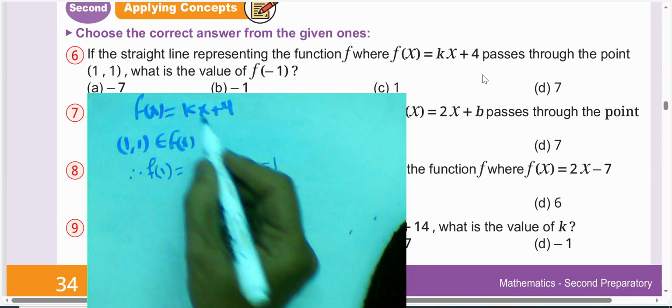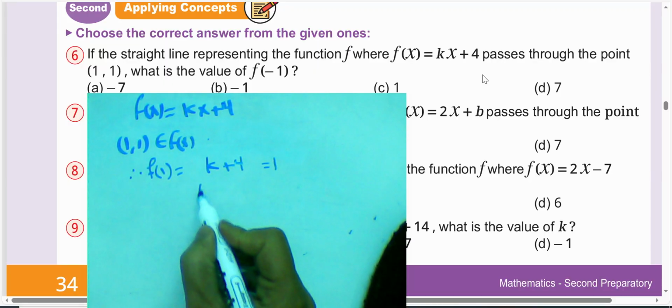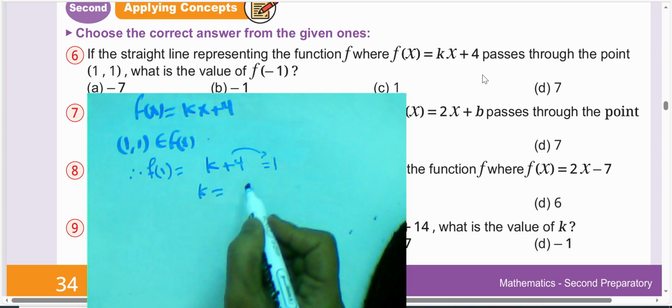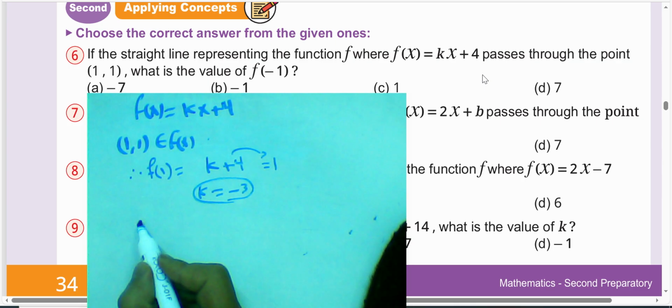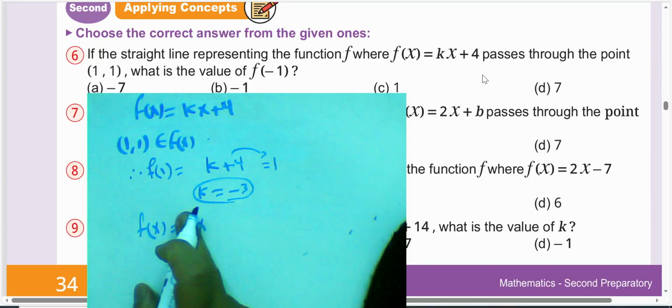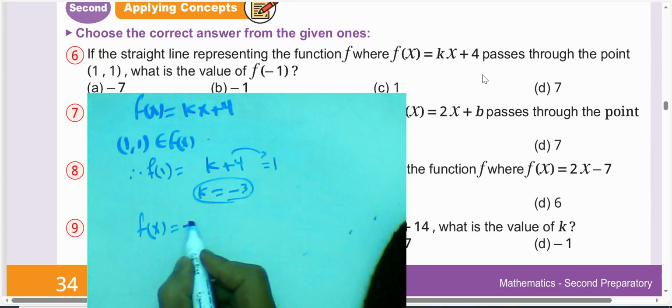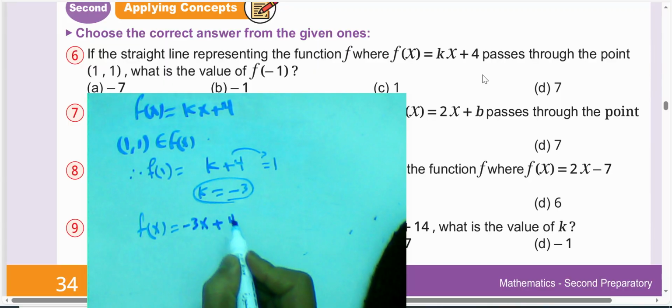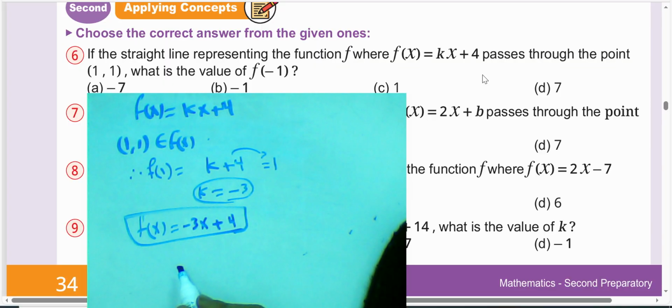Put x equal 1. 1 times k equals k plus 4, so the value of k equals 1 minus 4, which is negative 3. Then f of x equals kx plus 4, replacing k with negative 3: negative 3x plus 4. F of x equals negative 3x plus 4.